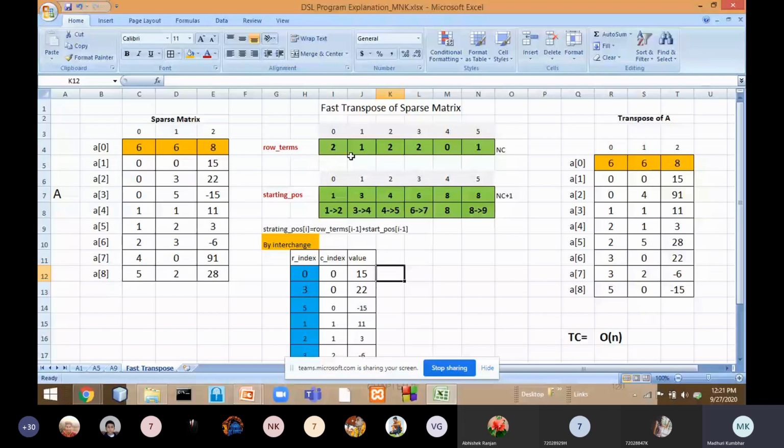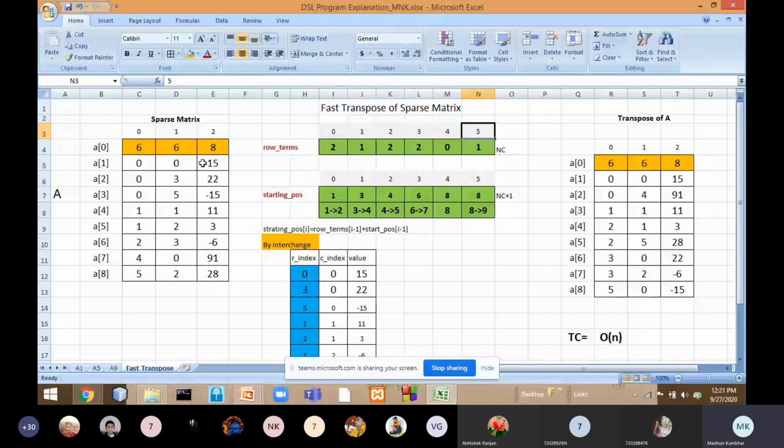With the sparse matrix, we will maintain the first matrix, one-dimensional matrix. There is a row terms. What will be the size of that row terms? Total number of columns in a given matrix. Say for the same size, we will maintain another one-dimensional matrix, starting position. Okay. First, we'll calculate the row terms array. And what does that include? It includes the total number of elements present at each column value in the original matrix.